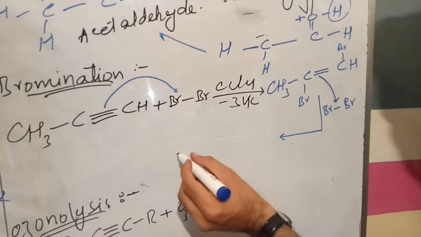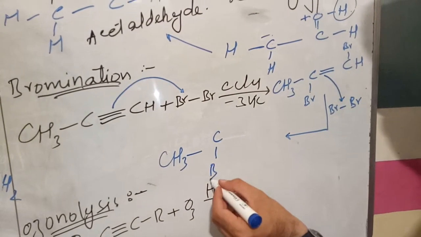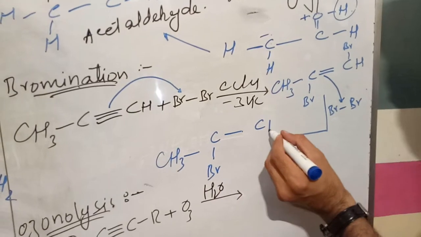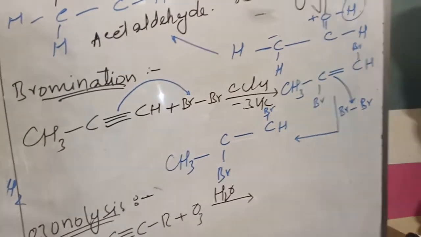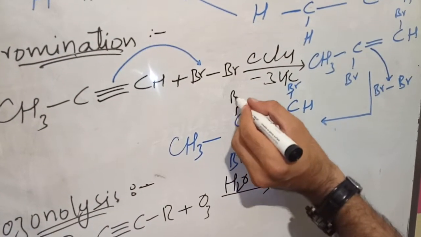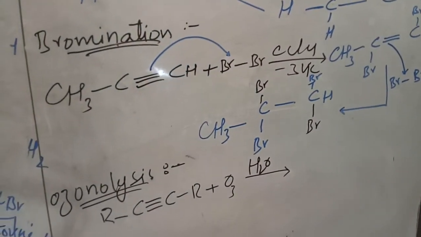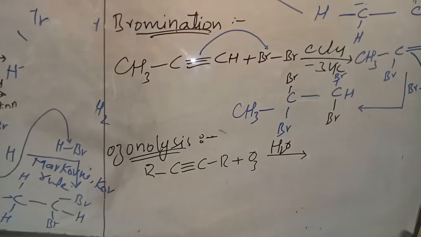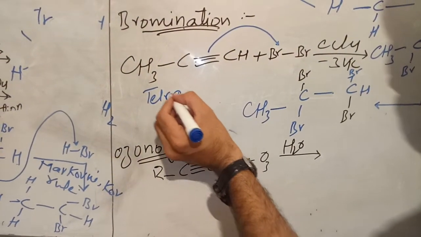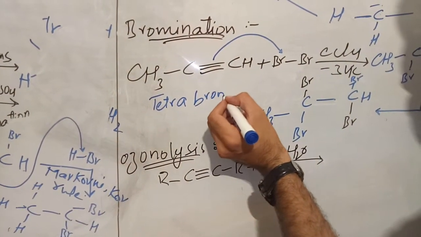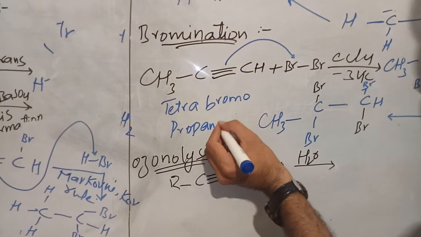And this will be our final product: CH3 single bond CBr single bond CHBr, and this will be our new coming bromine. This is our new coming bromine, and this is our new coming bromine. So this is our final product, and the name of the product is tetrabromopropane.